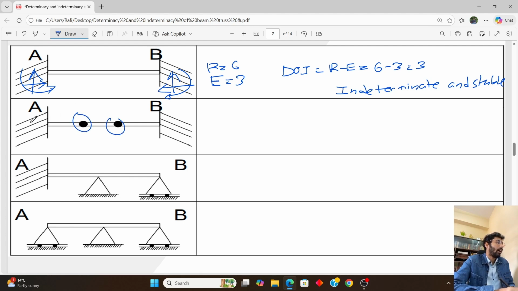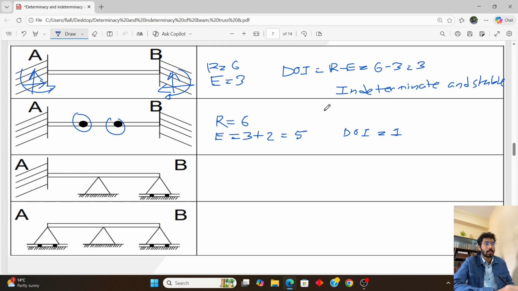Okay. So if we look at this problem, we can see that there are two internal hinges here and there are a total of 2 fixed supports. So the value of R will be 6. The value of E will be 3 plus 2, and the value will be 5. So DOI value will be 1. So it is also an indeterminate and stable structure.